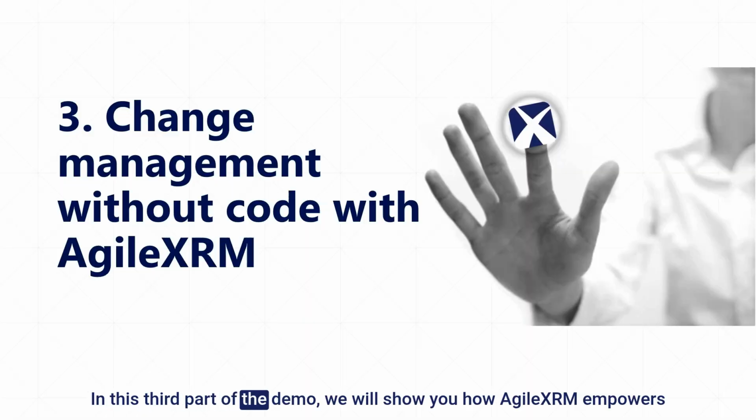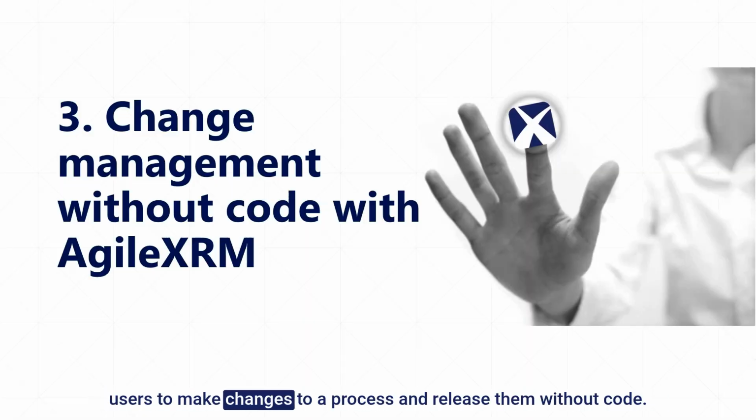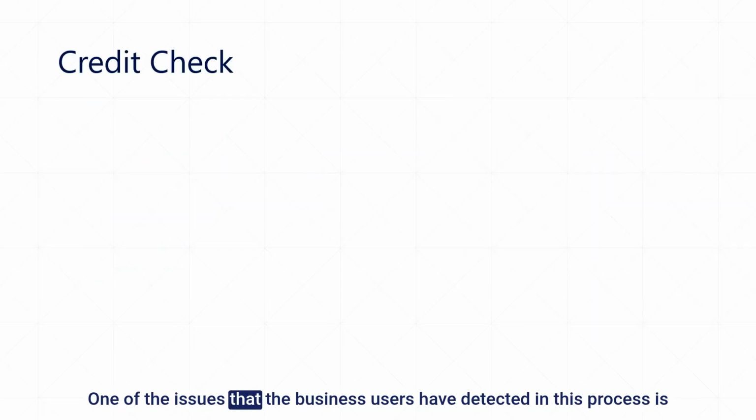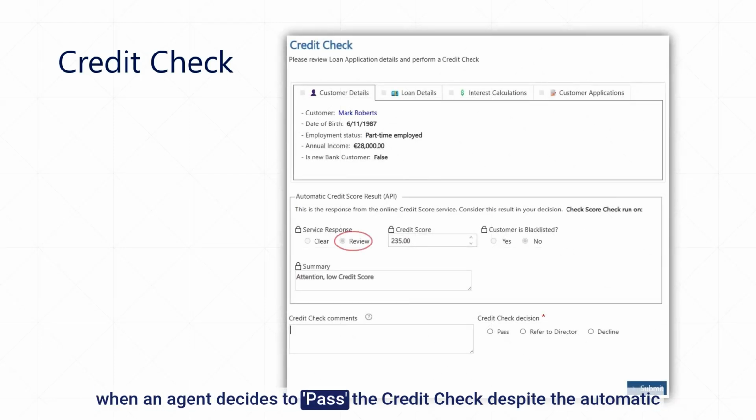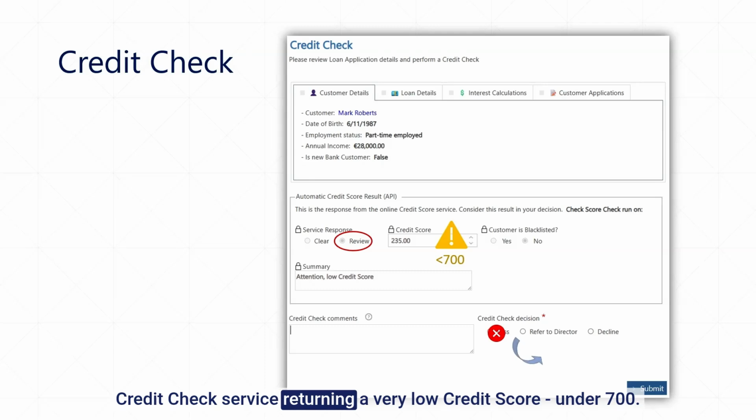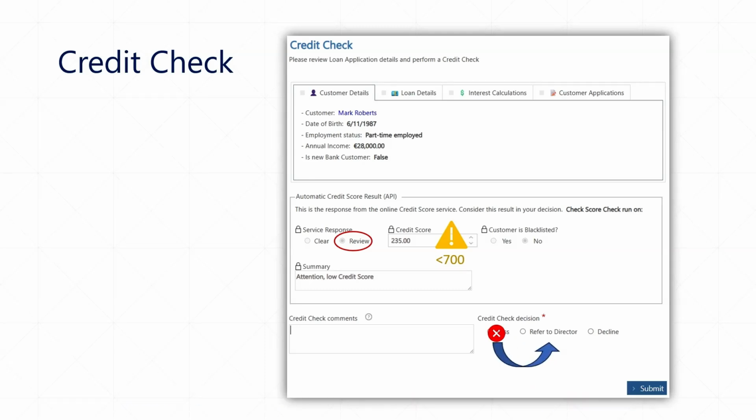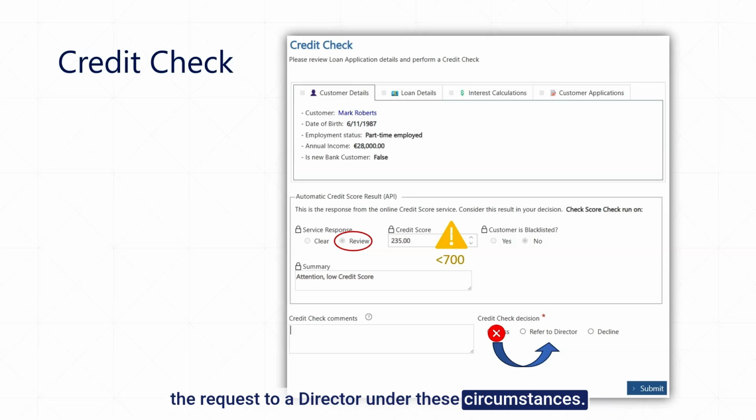In this third part of the demo, we will show you how AgileXRM empowers users to make changes to a process and release them without code. One of the issues that the business users have detected in this process is when an agent decides to pass the credit check despite the automatic credit check service returning a very low credit score, under 700. A change has been requested to consider this credit score in addition to the agent's decision and refer the request to a director under these circumstances.